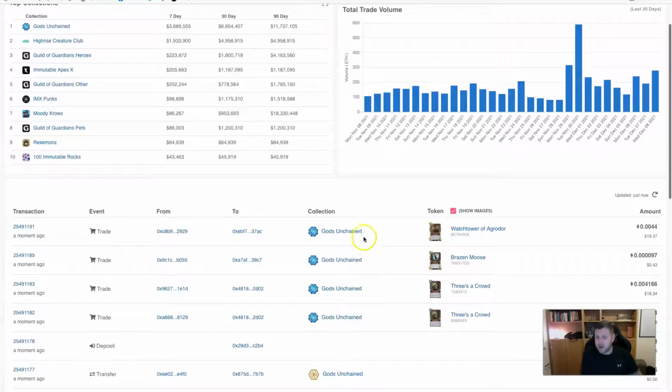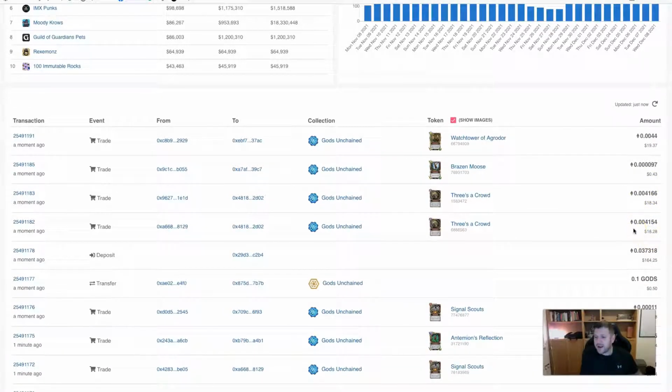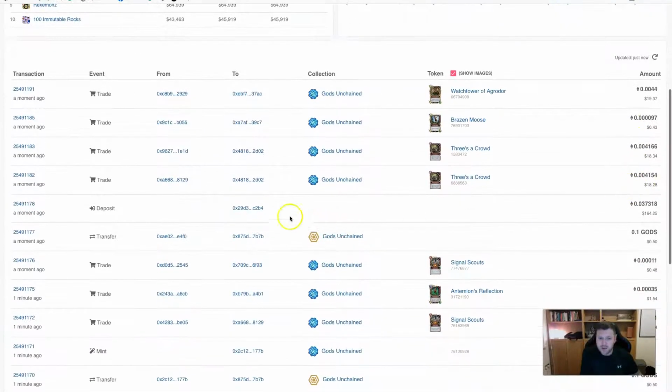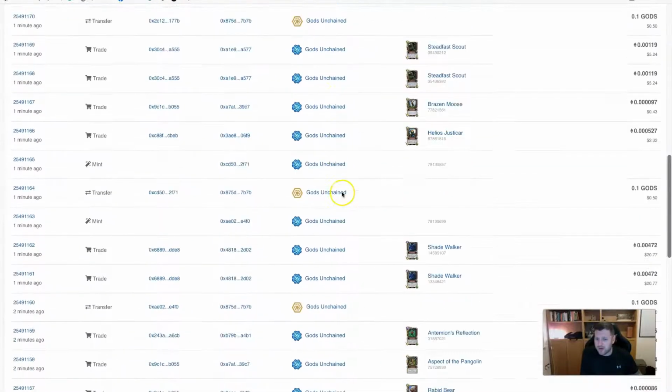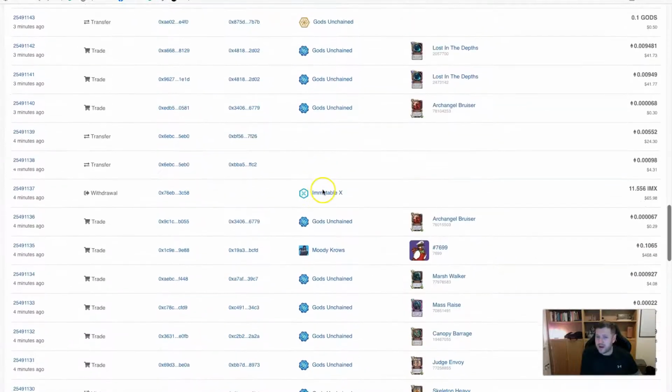So Gods Unchained is basically a card trading game. You can see the price of some of the cards here. If you're into that kind of thing, great. There's not much money in NFT flipping of these unless you buy some of the rarity ones. You can see deposits coming in as well. So it's a lot of transparency, but you can see here a lot of it is just Gods Unchained. You can see that's their own token. You can get that on IMX, get that token on Coinbase and stuff. It is worth stockpiling that token.